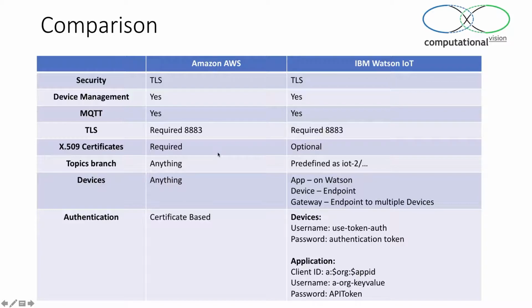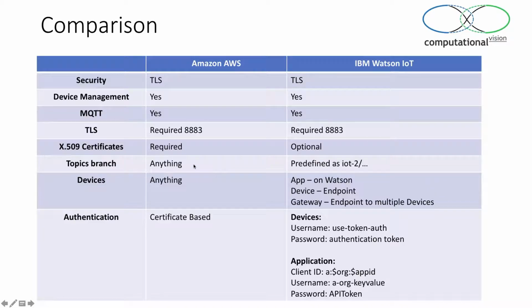And Amazon requires the use of certificates. So I'll show you how we installed that on that virtual machine. IBM, that's an optional parameter. So you can just use token authentication and that'll work.